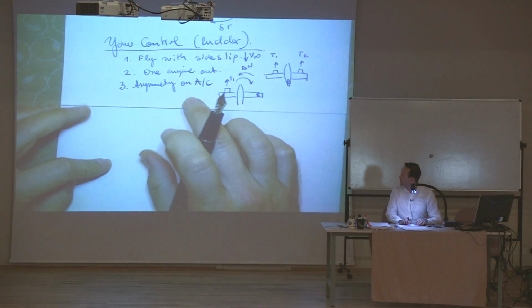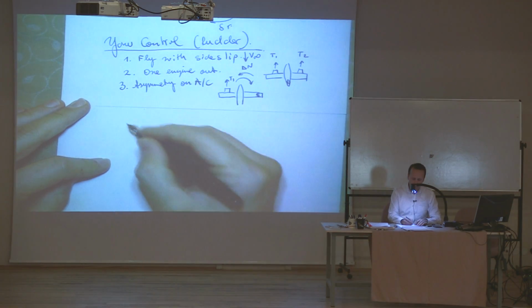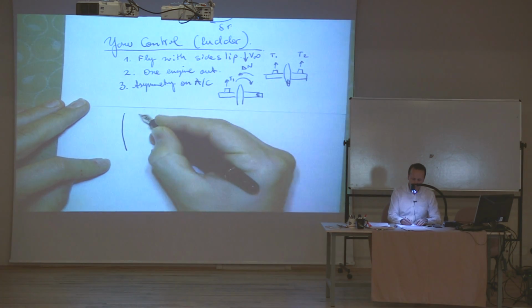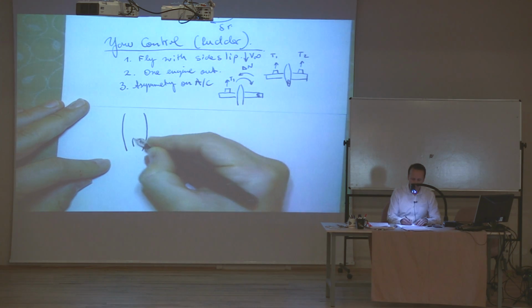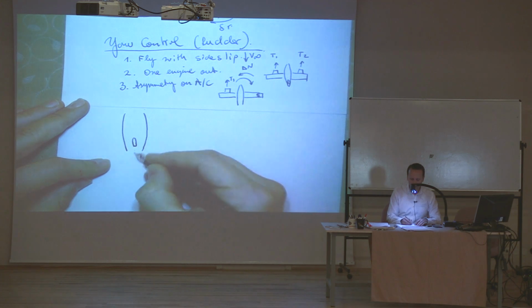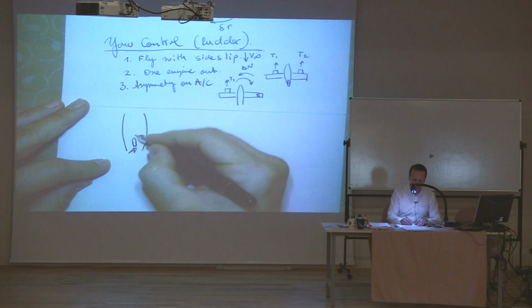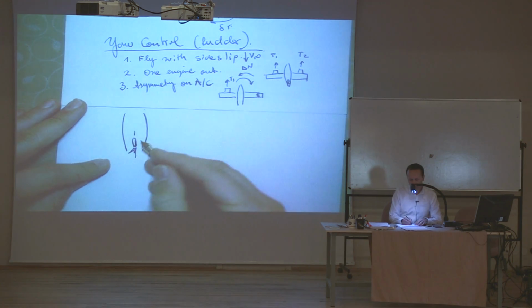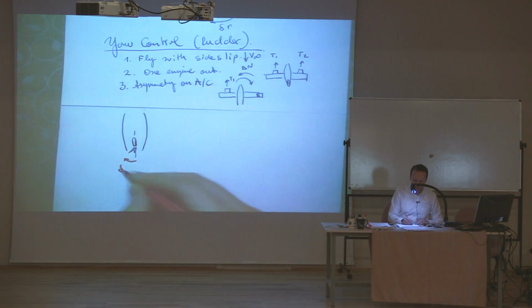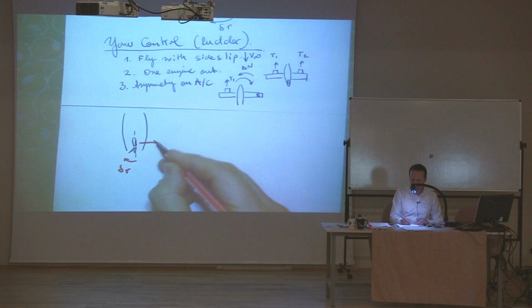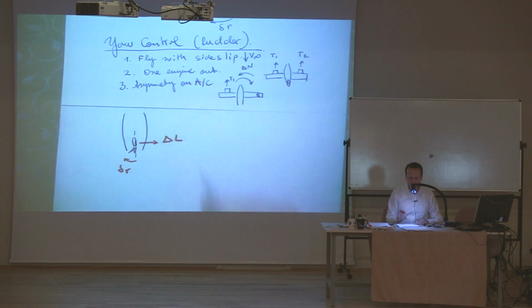So as I said, the yaw control is kind of like this. You have the fuselage, and then you have your vertical tail, and then you have the control that can change direction. And if you move it like this, then for a positive del R, you might actually generate a delta lift in this direction.